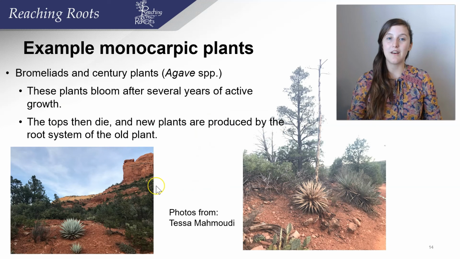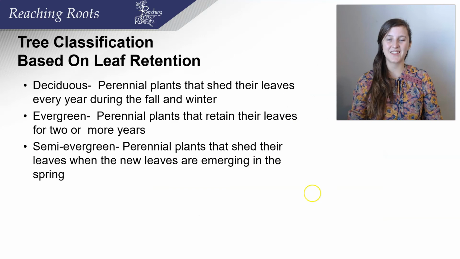Some examples of monocarp plants are century plants. This is a century plant that I took a picture of in Sedona, Arizona, USA. This is an immature one. On the same hike, I found one that had just flowered but had already entered death. When they're flowering, they look like a giant asparagus.